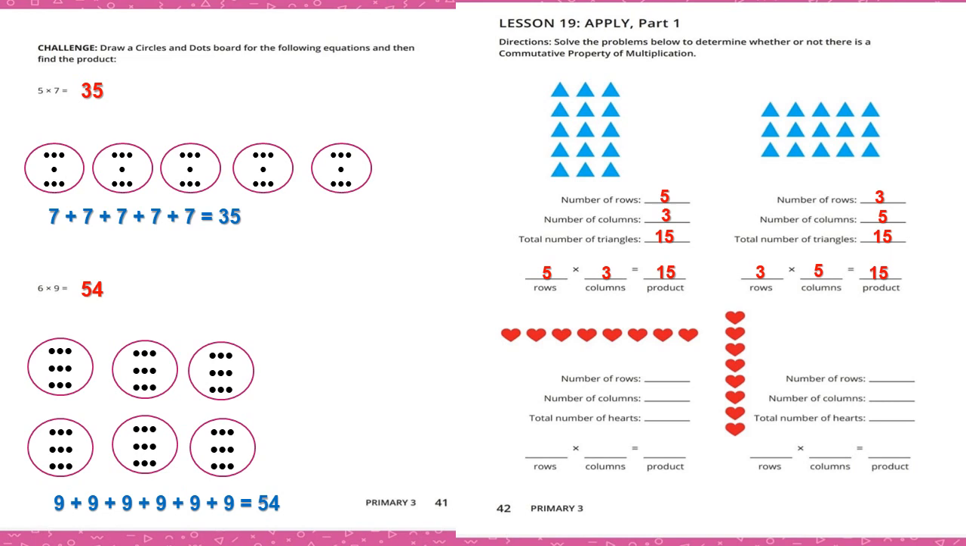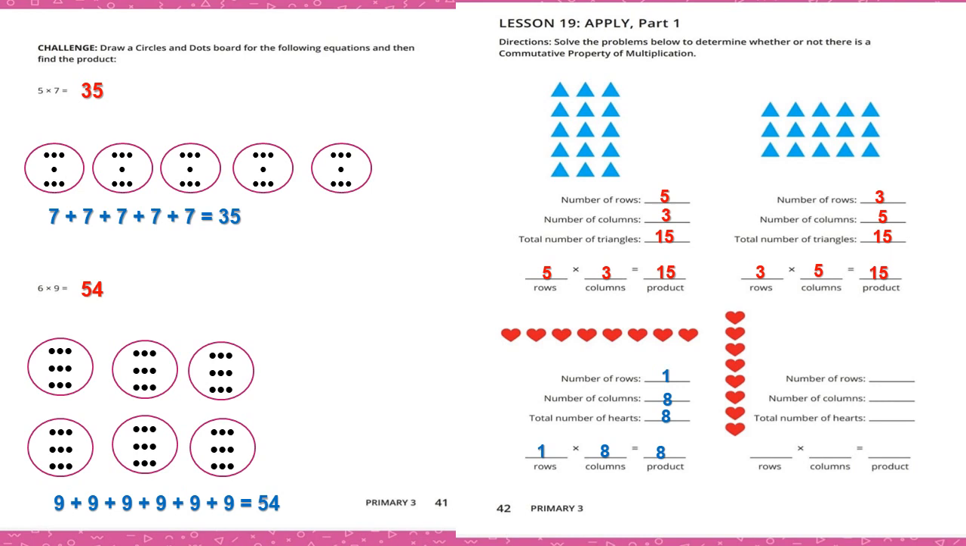Number 2. Number of rows, we have here 1 row. Number of columns 1, 2, 3, 4, 5, 6, 7, 8, 8 columns. Write the multiplication equation. 1 times 8 equals 8. Any number times 1 equal the same number. Then the total number of hearts is 8.